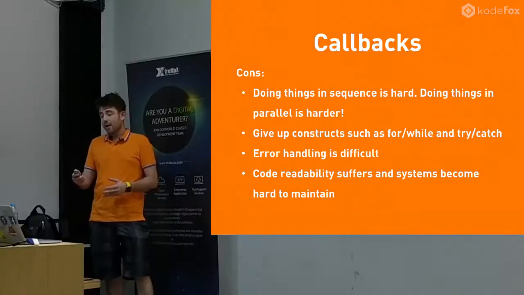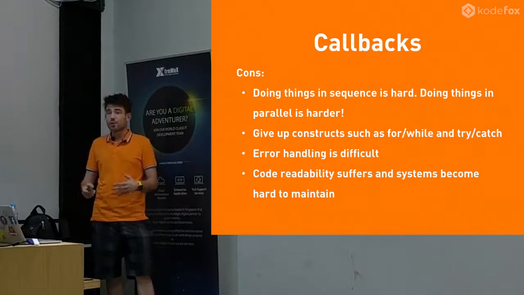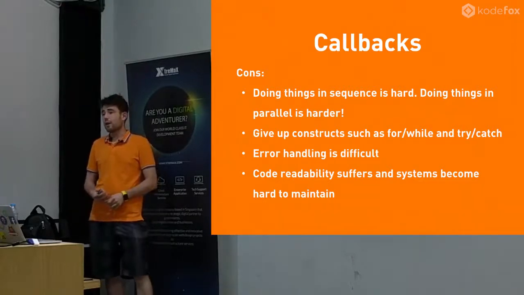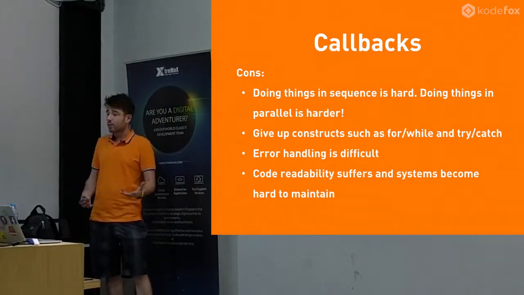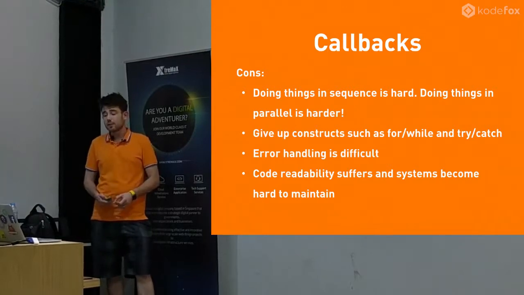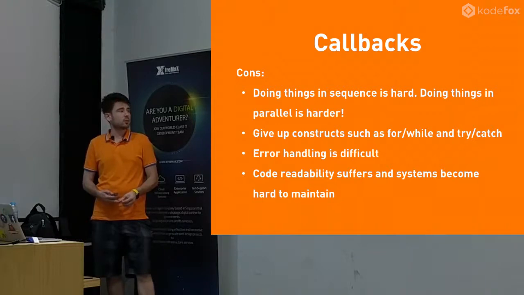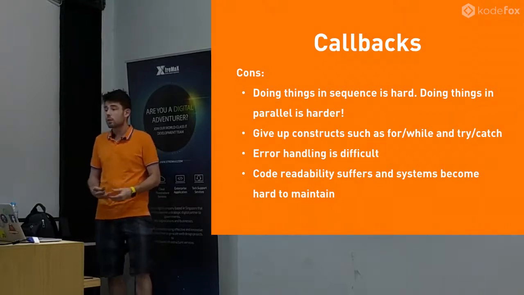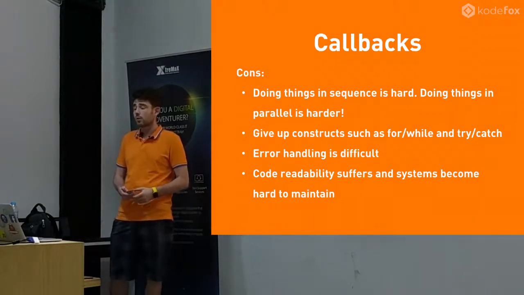And then error handling, right? As you know, you always have to check this error parameter. Things could fail in the middle of a network request. It needs to be handled. And your code readability goes downhill pretty fast. So systems become kind of hard to maintain when there's a lot of callback asynchronous code.